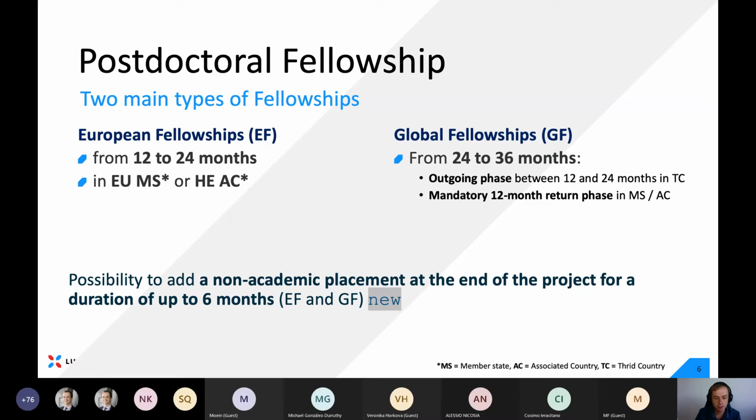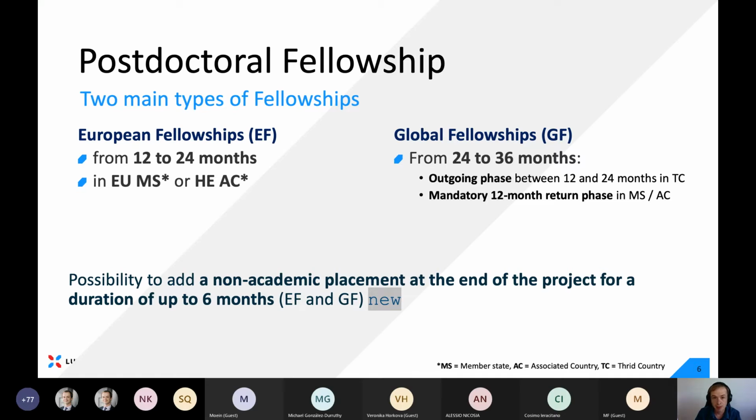What's new is there's also this additional non-academic placement. So besides the secondments, meaning the collaborations that you can do in the course of your fellowship, there is the possibility towards the end, so after the 2 entire years maximum, you can do up to 6 months additionally in a non-academic placement.